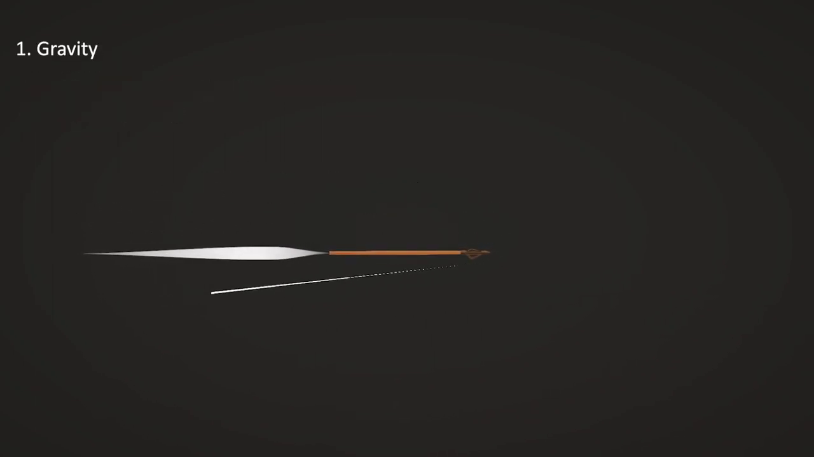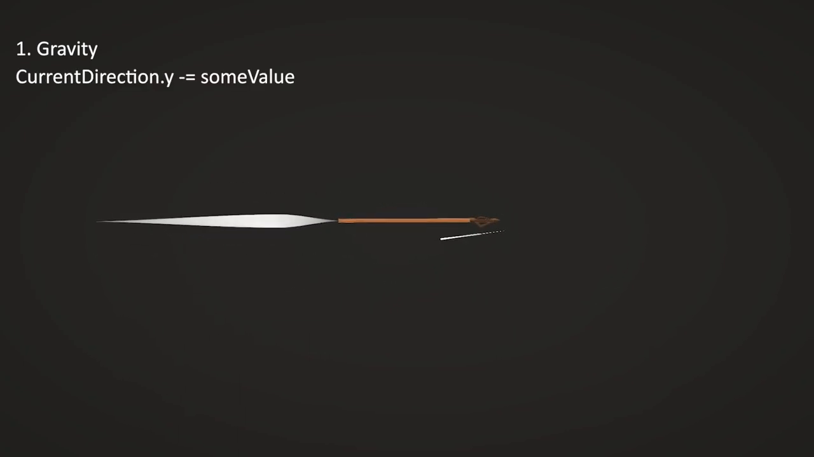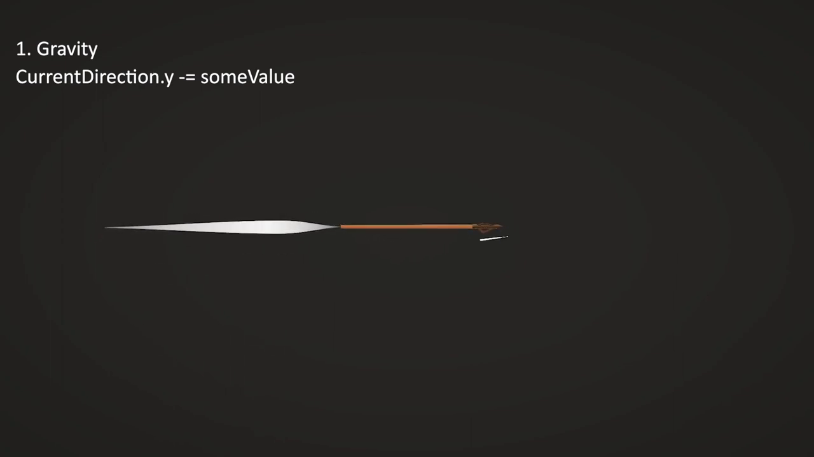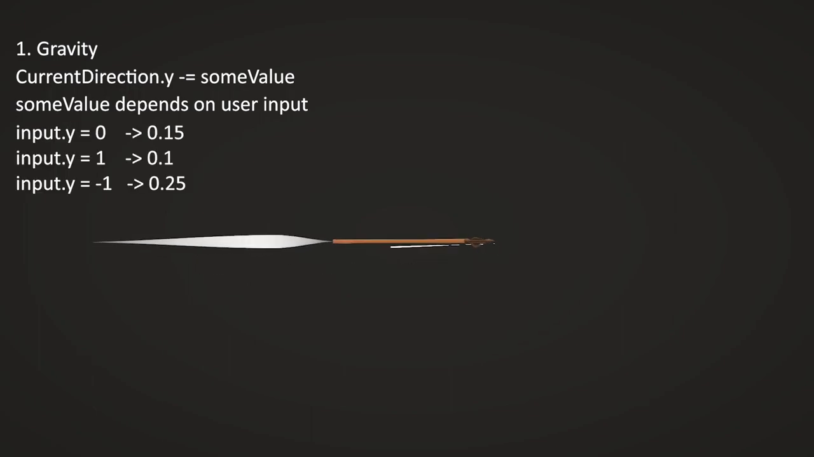In the air, gravity gets applied first. The script subtracts an amount every frame from the y-axis of the current direction. This causes the direction to point more downwards. The value of the gravity is based on user input. While doing nothing, it's 0.15, while holding up it's 0.1, and while holding down it's 0.25.